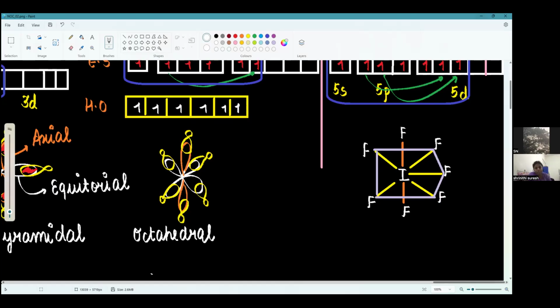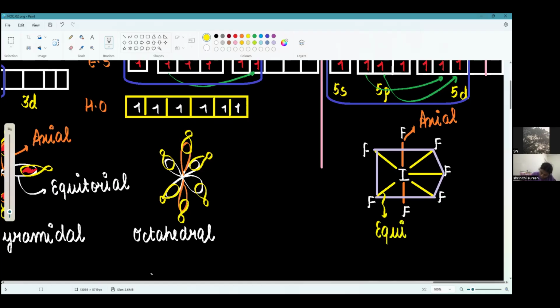Yes, sir, done. Okay. Now remember this, the orange one, as I told you, the orange bond, this bond is called an axial bond. And the yellow bond is called an equatorial bond.